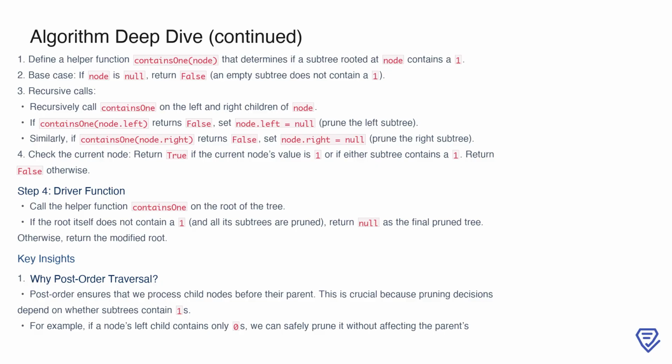After defining the helper function, we call it on the root of the tree. If the root itself does not contain a 1 and all its subtrees are pruned, we return null. Otherwise, we return the modified root.